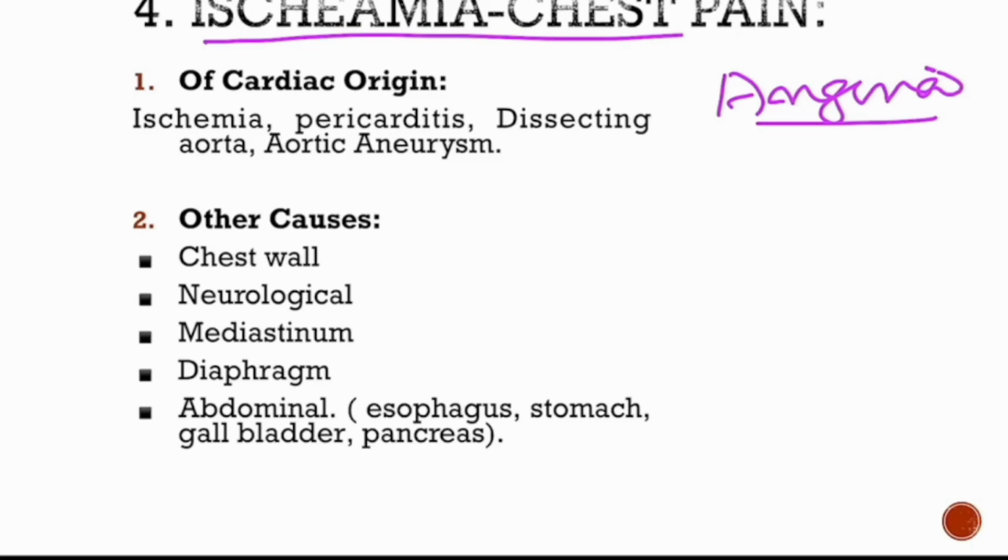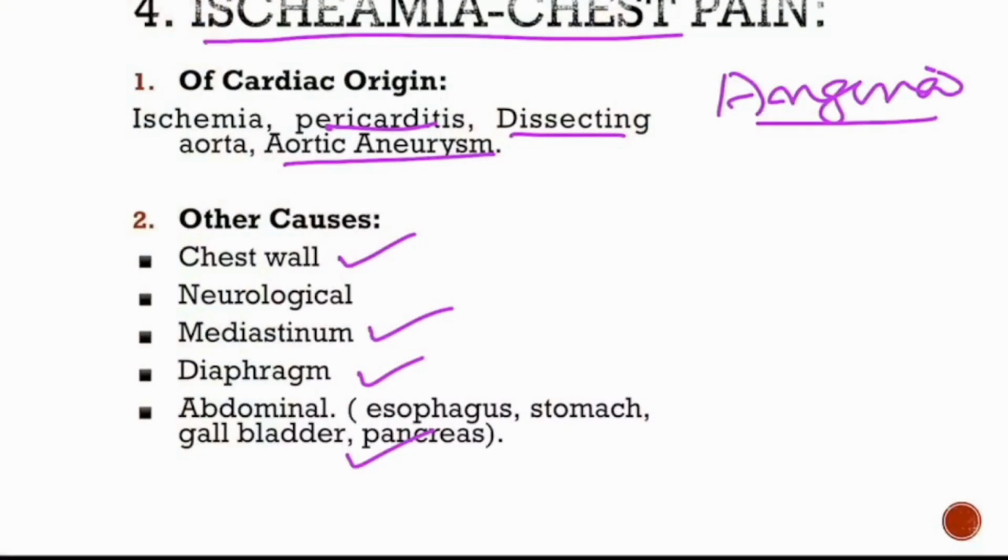But in addition, the pain in cardiac disease can occur due to dissection of aorta or aortic aneurysm. Pericarditis can produce it. So remember, chest pain in cardiac disease is not only due to angina; it can be due to pericarditis, dissecting aneurysm, or aortic aneurysm also. Again, remember, chest pain can occur due to chest wall problems, mediastinal problems, diaphragmatic problems, abdominal problems, or gastrointestinal problems like esophagus or gastritis, reflux gastritis.